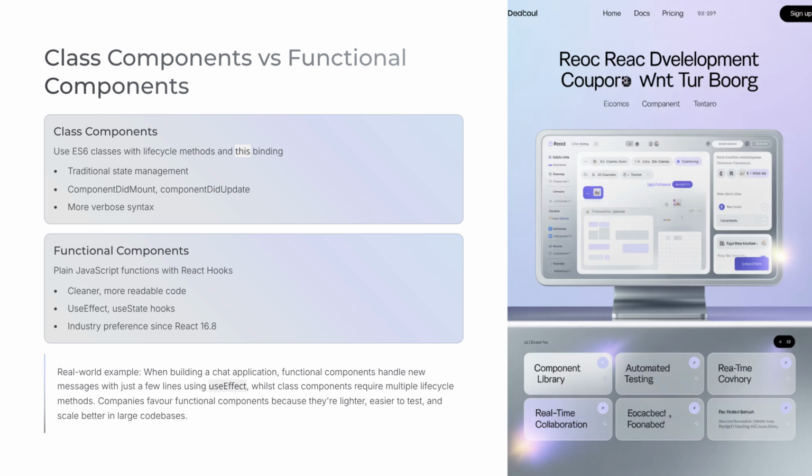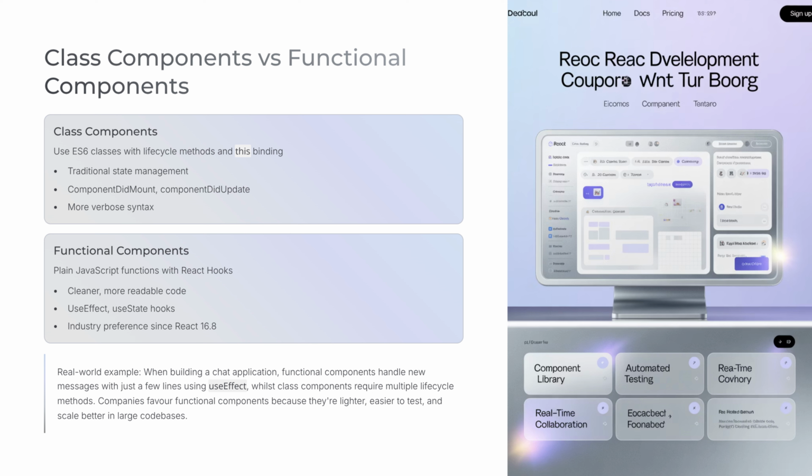On the other hand, functional components are just plain JavaScript functions. With the introduction of React hooks in version 16.8, they became the standard. Hooks like useState and useEffect allow you to manage state and lifecycle events without writing classes. The syntax is cleaner, more readable, and much easier to test.